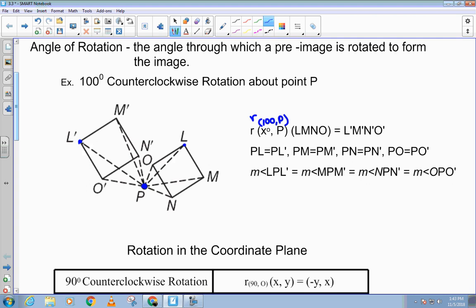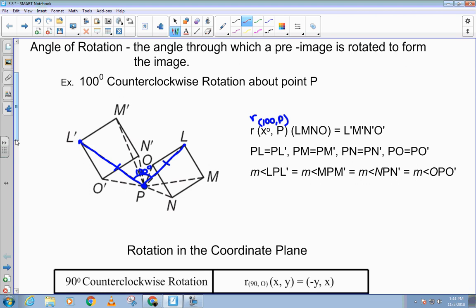So, when you rotate, you do this at every point. You draw a line segment from the pre-image point to the center of rotation. Then, with the protractor, you would measure 100 degrees. And then you would take this same length from L to P, and you would draw it to L prime. So these two distances have to be the same. Now, the picture's not the greatest. One line looks longer than the other, but that's what has to happen. So you draw a segment from your pre-image to the center of rotation, you measure 100 degrees, and then you draw that congruent segment to L prime.